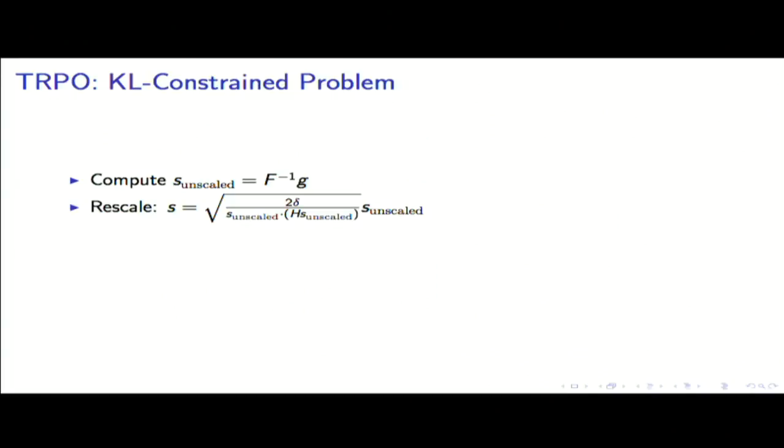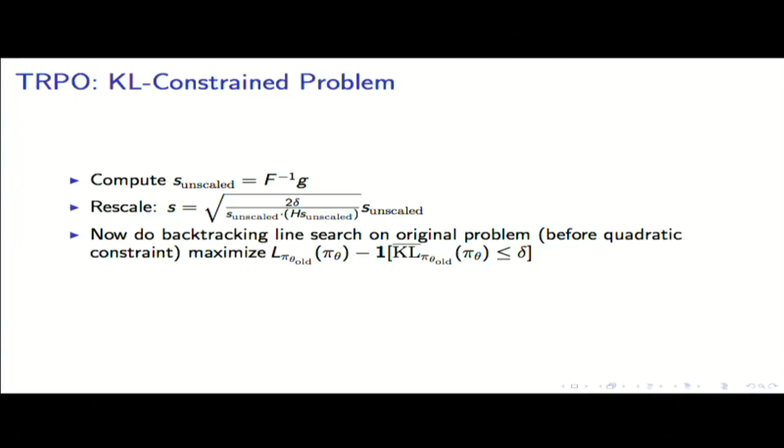So just to summarize, we compute our unscaled step, H inverse G, and then we rescale it. Then we do a backtracking line search on the original problem to try to improve our objective subject to the constraint. So note that we made a quadratic approximation to the problem, and that might be a really bad approximation, but we use that to compute a step direction.